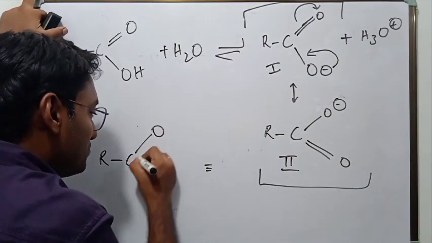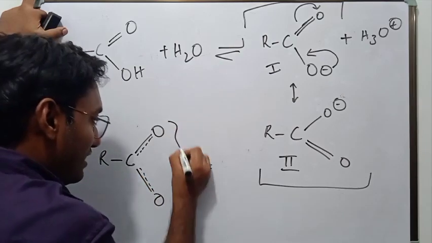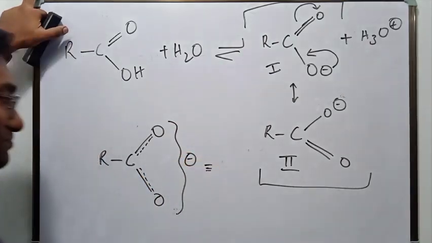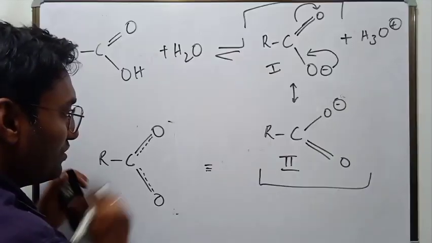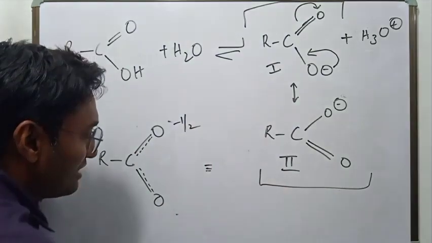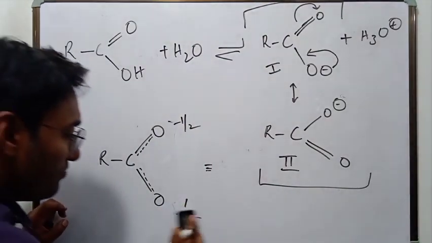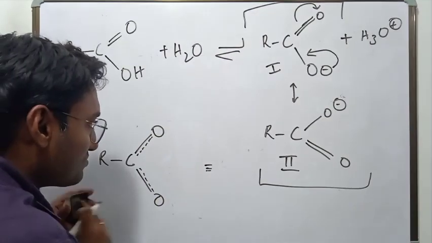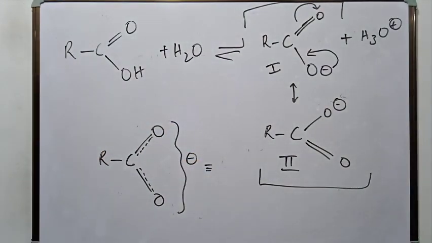Sometimes bond is formed here, sometimes bond is formed here, and negative charge is here. Or you can put like this also. Half of the time, half of the negative charge here and half of the negative charge here. Okay, I would prefer to put like this. Okay, negative charge.